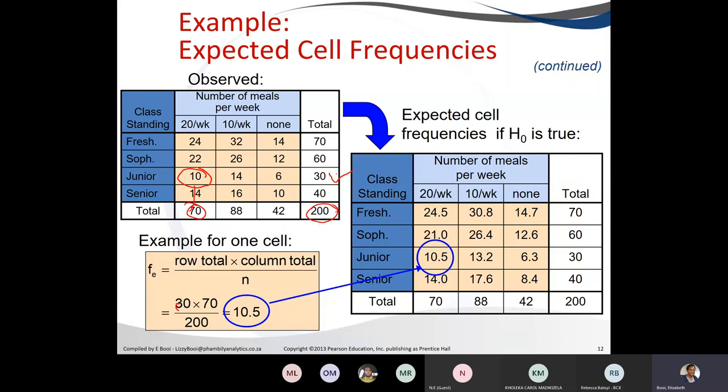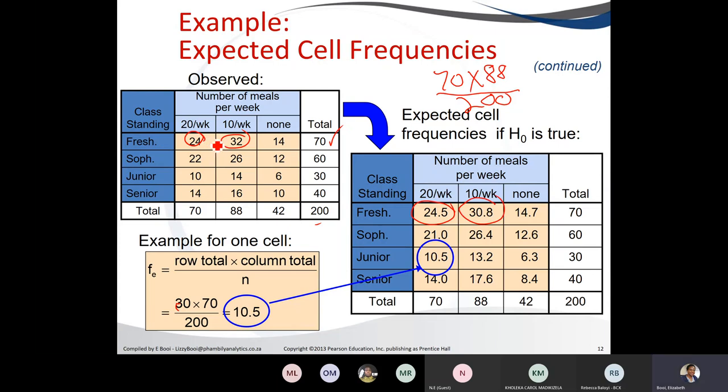So for 24, let's go back to the top. Let's say we want to calculate for this one. To calculate the expected value for 24, the row total is 70 multiplied by the column total of 70, divided by our sample size, which is 200. When you do 70 times 70 divided by 200, you will get 24.5. To calculate for 32, same. We say row total is 70 multiplied by column total of 88, divided by 200, which gives us 30.8.